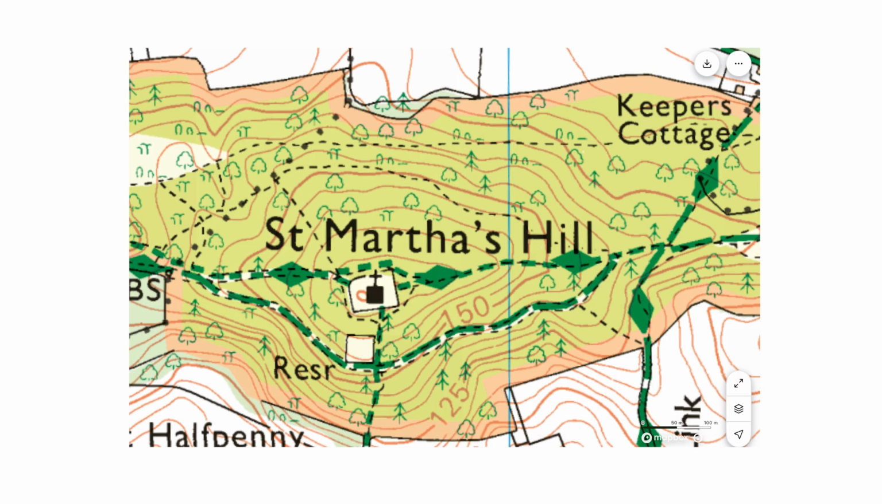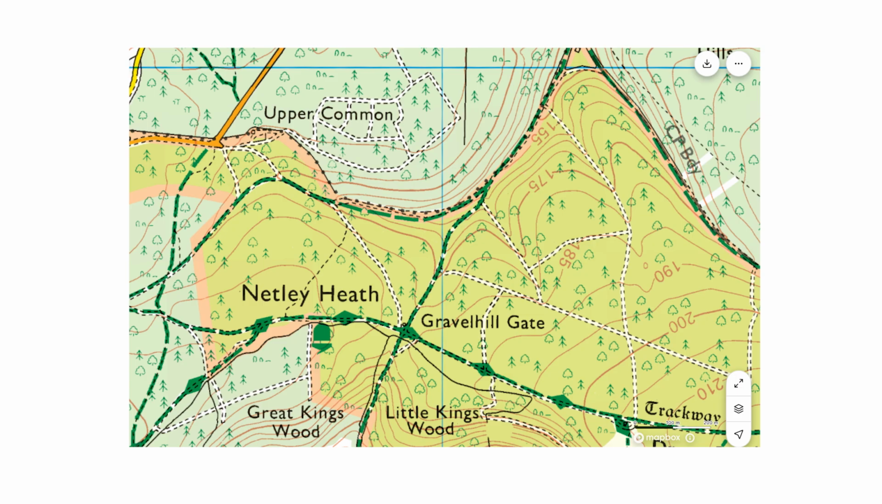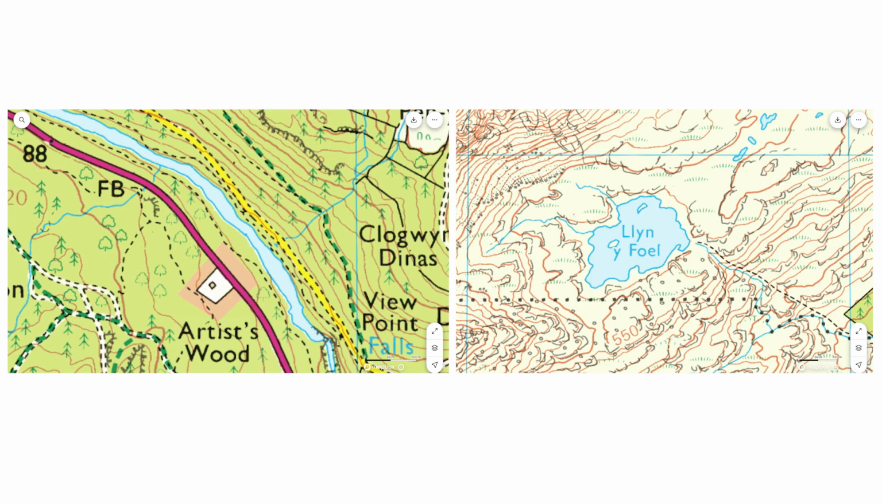There are all sorts of symbols. Some of the more useful ones are buildings, churches, pubs, woods, and water features. And getting to know them will help you find your way.